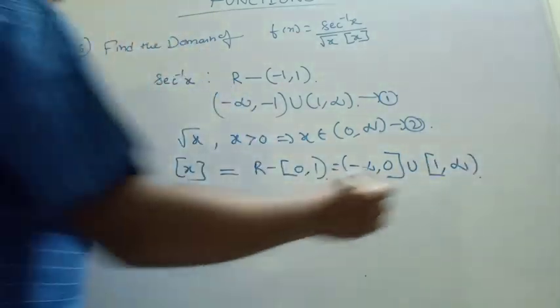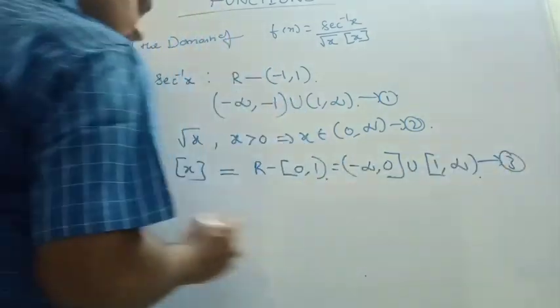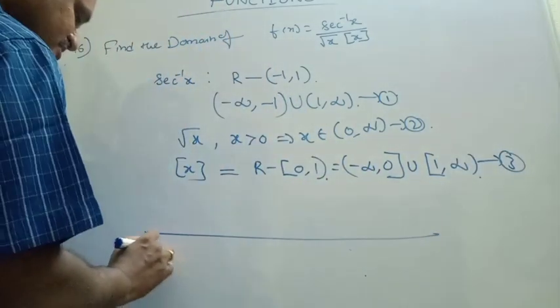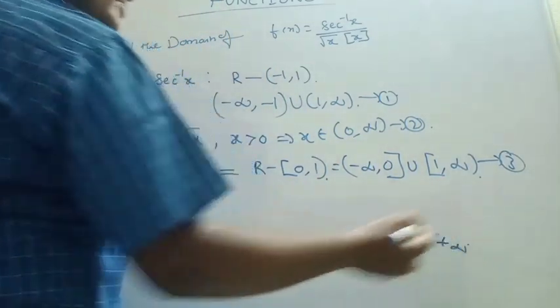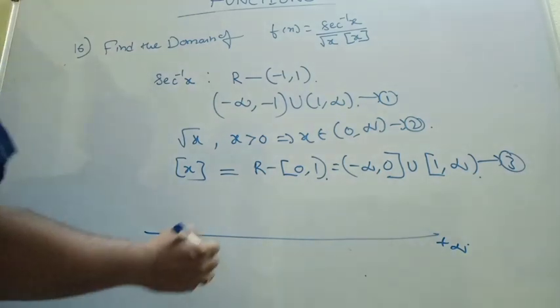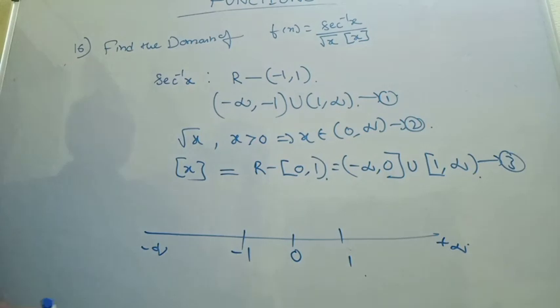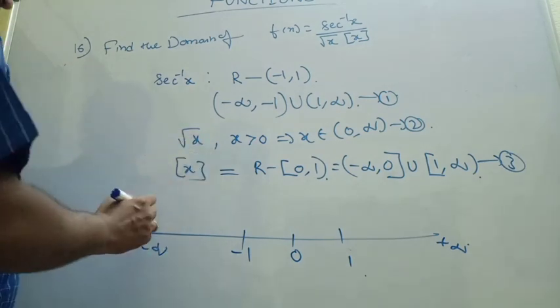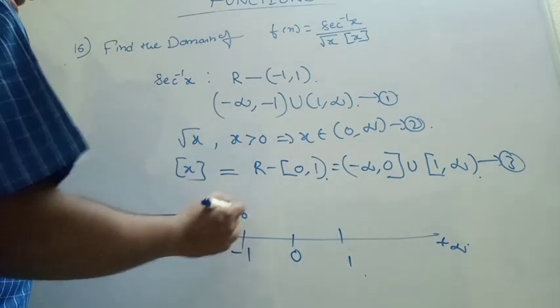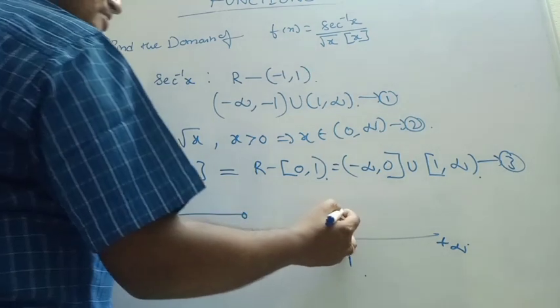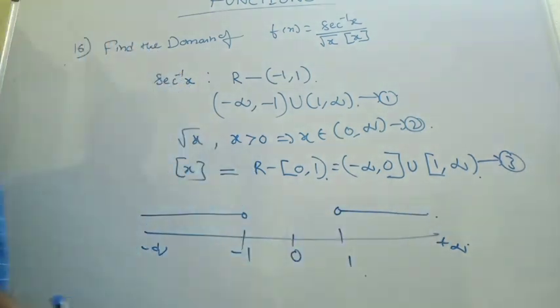Now let us take the common part of this. Minus infinity to plus infinity we have here, and now minus 1, 0, 1 like this. The first one is minus infinity to minus 1, like this, and 1 to infinity, like this. Right?